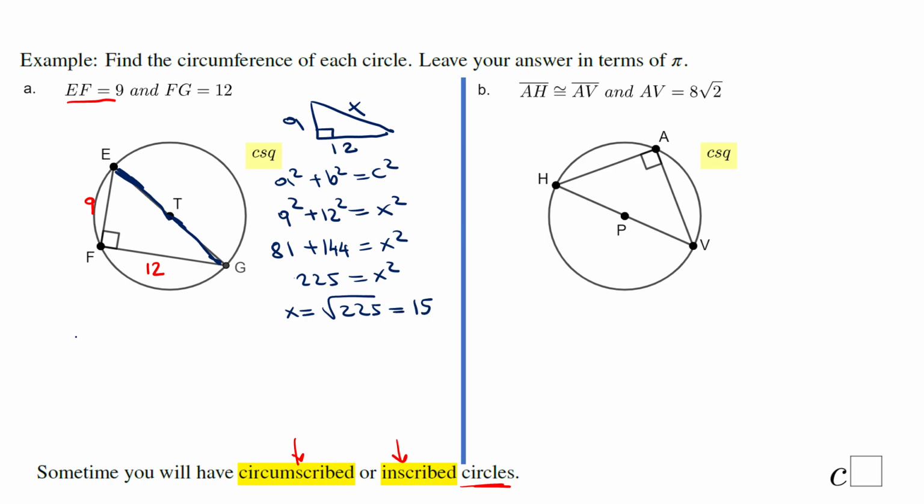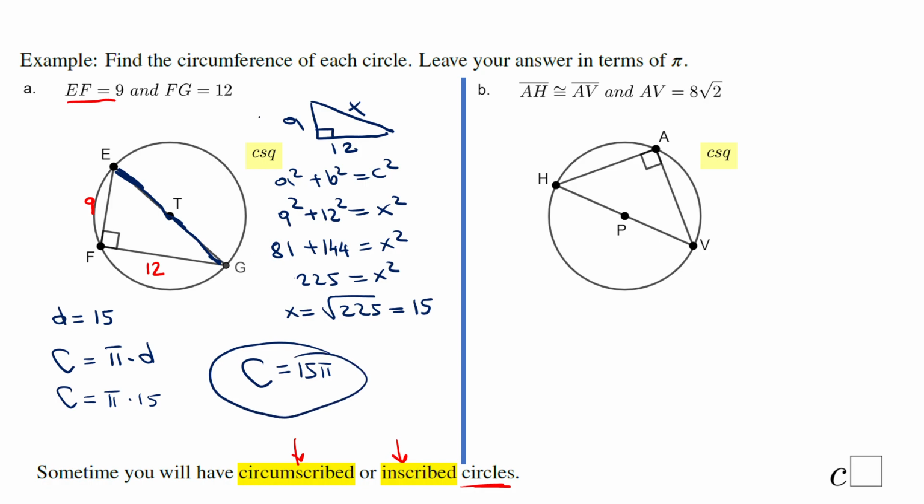Of course, this x is nothing else than the diameter of this circle. The diameter is 15, so we can find out the circumference, which is going to be pi times d. So it's going to be pi times 15. So the final answer is 15 pi.